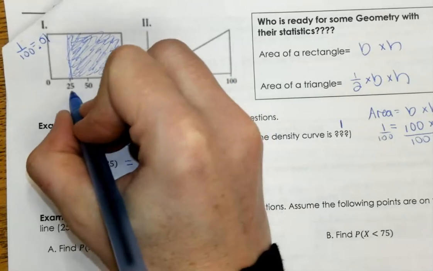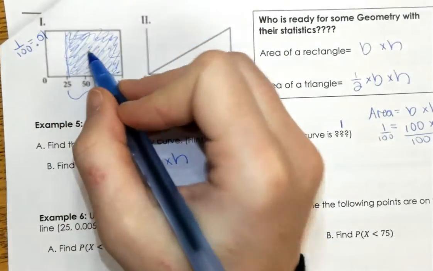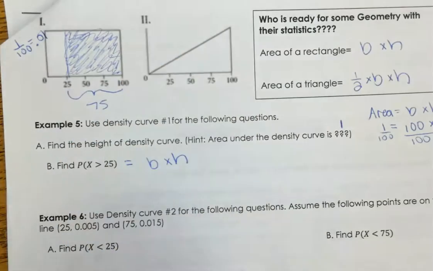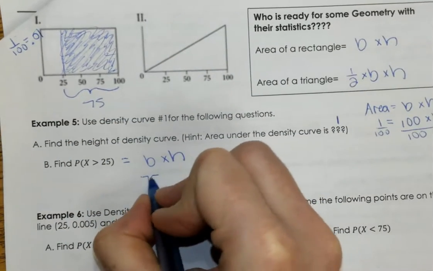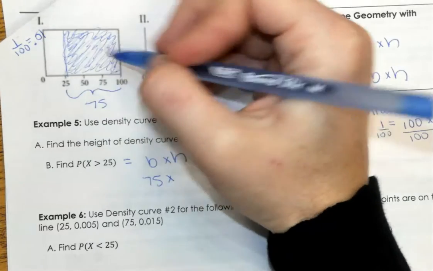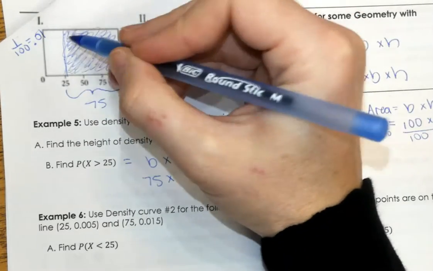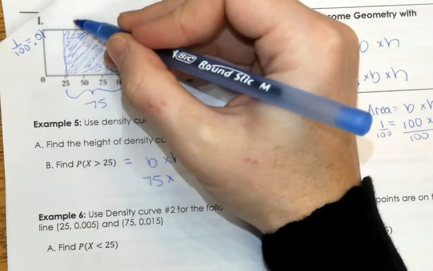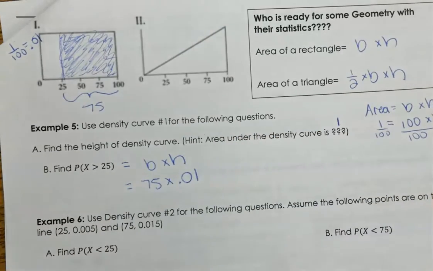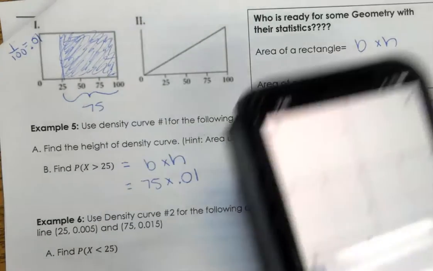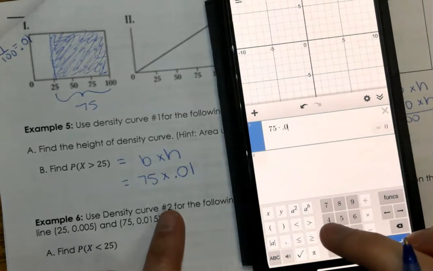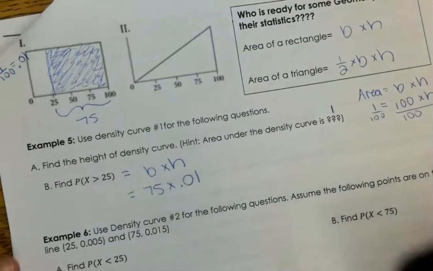Looking at my base now, the base of the shaded rectangle is going to be 25 to 100, which is 75. The height is the same because it's a rectangle, right? So all heights up to the top are going to be the same, so 0.01, or you could use the fraction 1 over 100. All right, let's go ahead and multiply that out. 75 times 0.01, and you get 0.75.